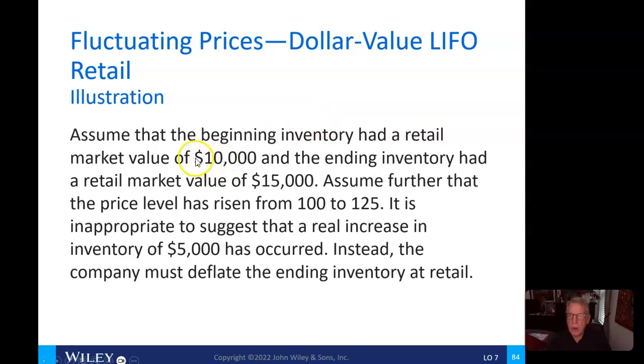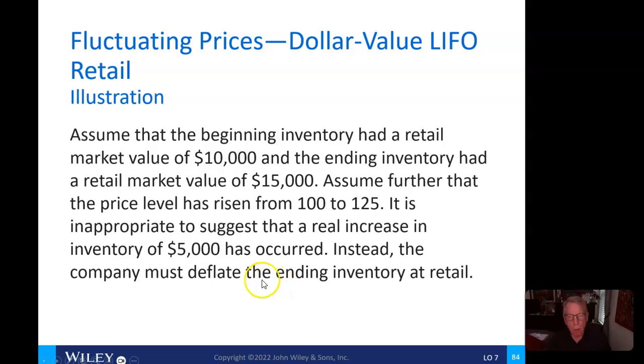Here, we assume beginning inventory had a retail market value of $10,000 at retail, and ending inventory had a retail market value of $15,000. Assume further that the price level has risen from 100 to 125. You would find that information in the Consumer Price Index if you were wondering where we would really get that in the real world.